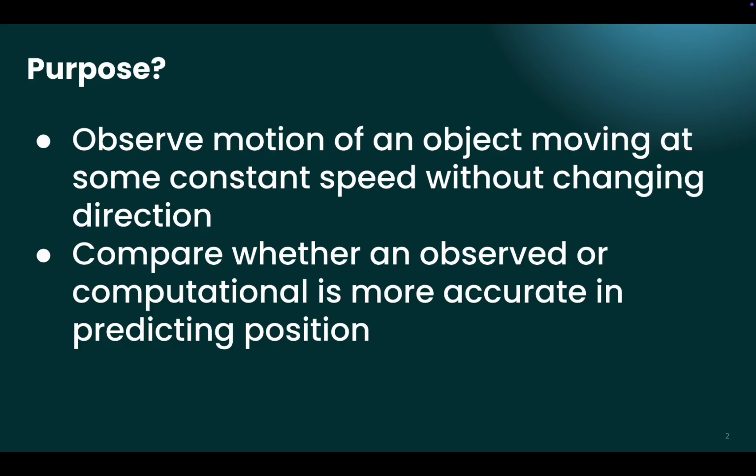The purpose of this lab was to observe the motion of an object moving at a constant speed without changing direction, and to compare an observed model from Tracker to a computational model created in GlowScript to determine which more accurately predicts position. As a preview of the results, the observed final position was 0.755 meters, while the computational model predicted 0.582 meters. Although they differed by about 0.17 meters, both models showed nearly constant velocity motion.